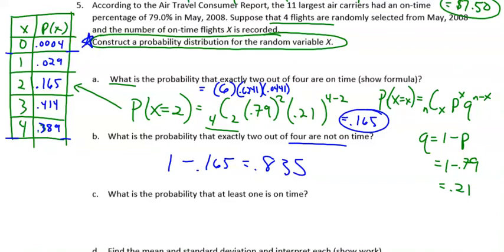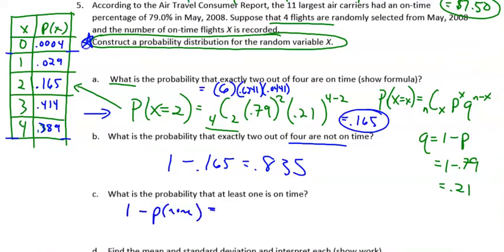So I just used this formula 5 times, right? And that's my probability distribution right there. It's probability that it's 0 on time, 0.004, probability exactly 1 on time. And I can answer this question C. At least 1 is on time is 1 minus the probability that it's none.